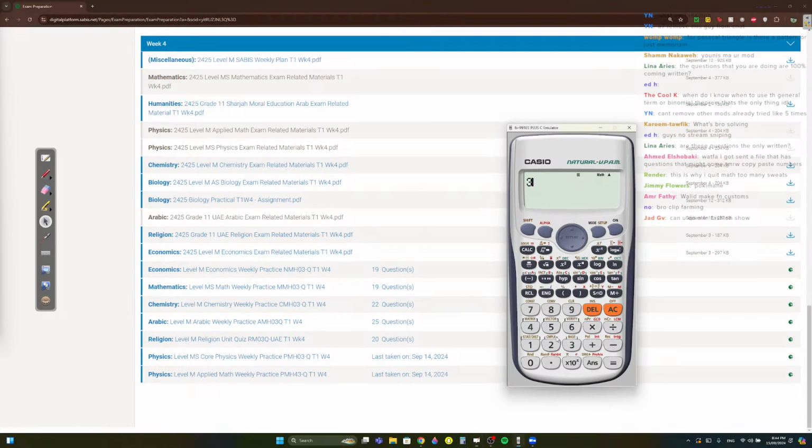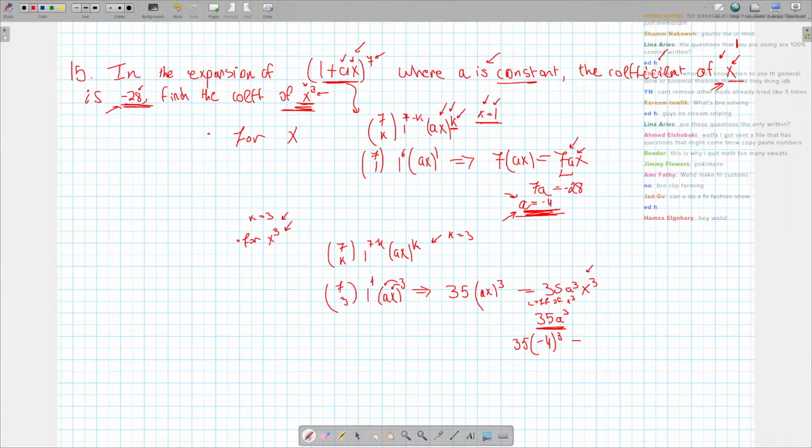Let's put this in a calculator. 35 times negative 4 to the power of 3 is minus 2240. I hope this made sense. Let me see.